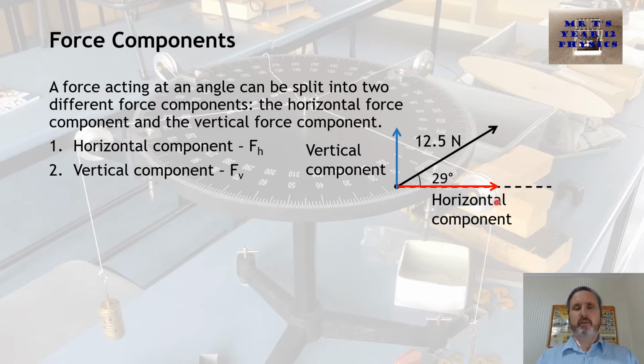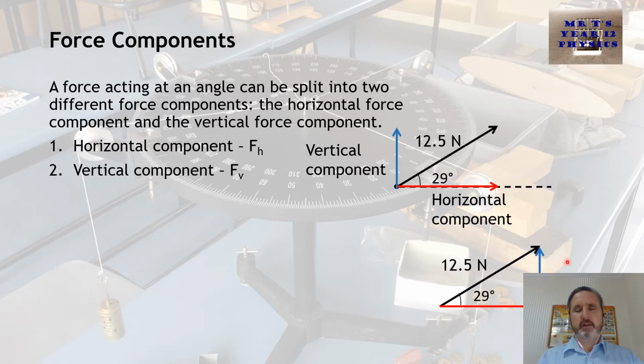Now this horizontal and vertical part are called the components. They are the two parts that add up to equal this. We can work out the size of the vertical component or horizontal component using trigonometry. So we can rearrange these components and the original force into a right-angled triangle.